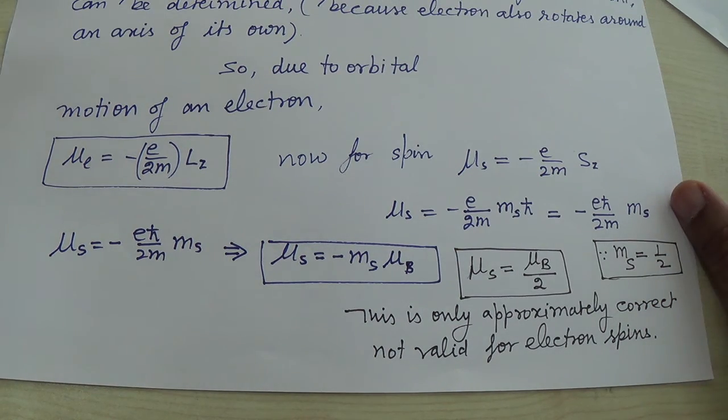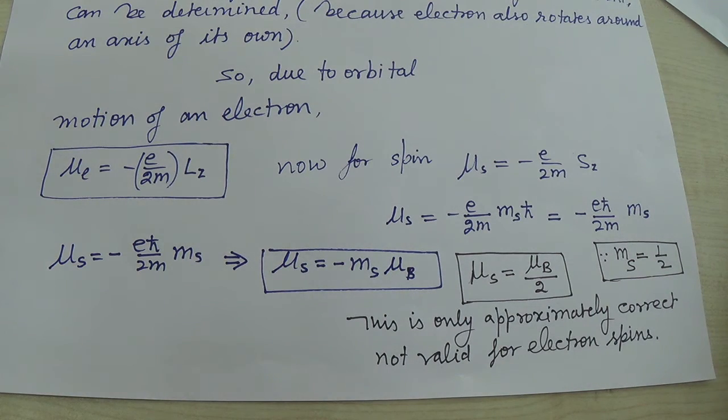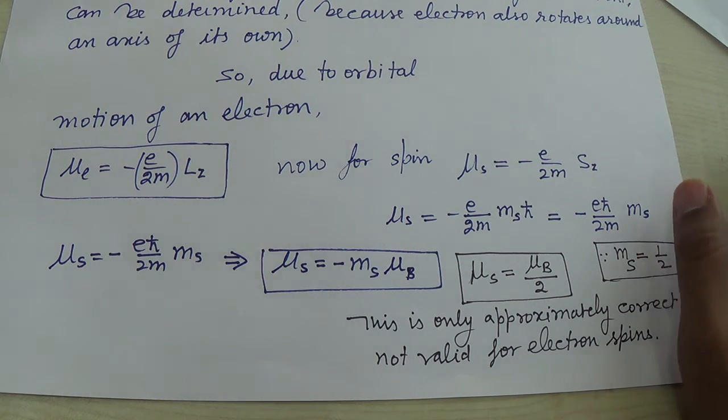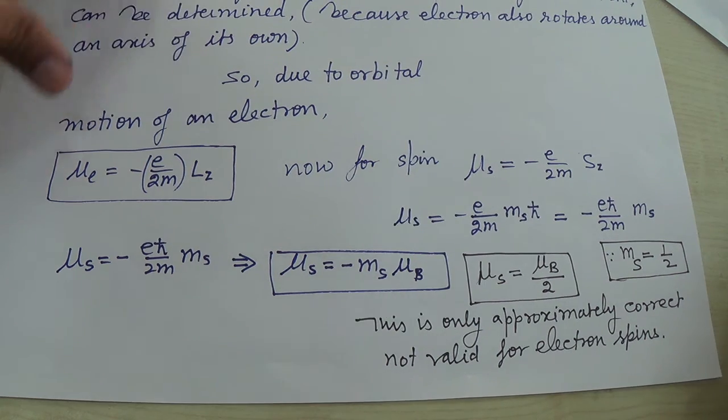But this is only approximately correct, not valid for electron spin. This formula which I have derived, mu s is equal to mu b by 2, is calculated only by analogy with the orbital motion of the electron, by considering that the electron itself revolves on its axis in addition to the orbital motion. As we derived the formula for orbital motion, we derived this result by the same analogy, and it is not really true for the spin angular momentum.